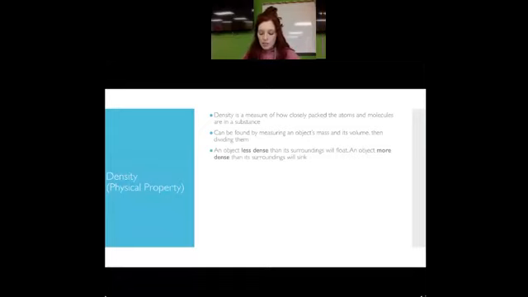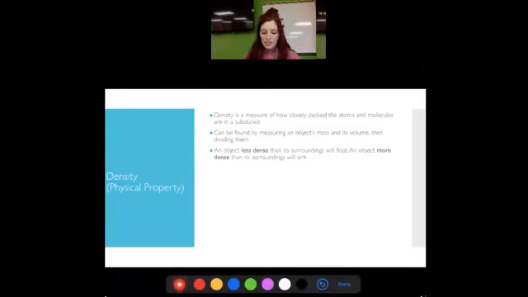Let me go ahead and write that equation down off to the side because I can't remember if I did. Density is mass over volume. An object less dense than its surroundings is going to float. An object more dense than its surroundings will sink.